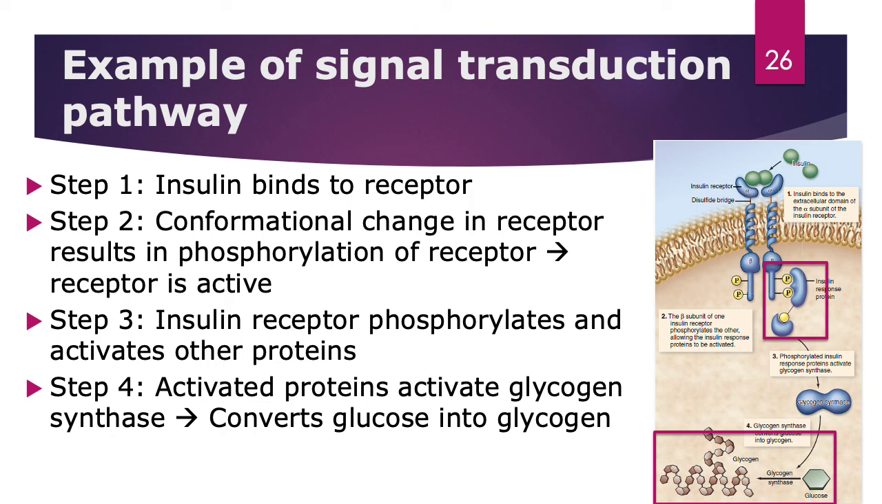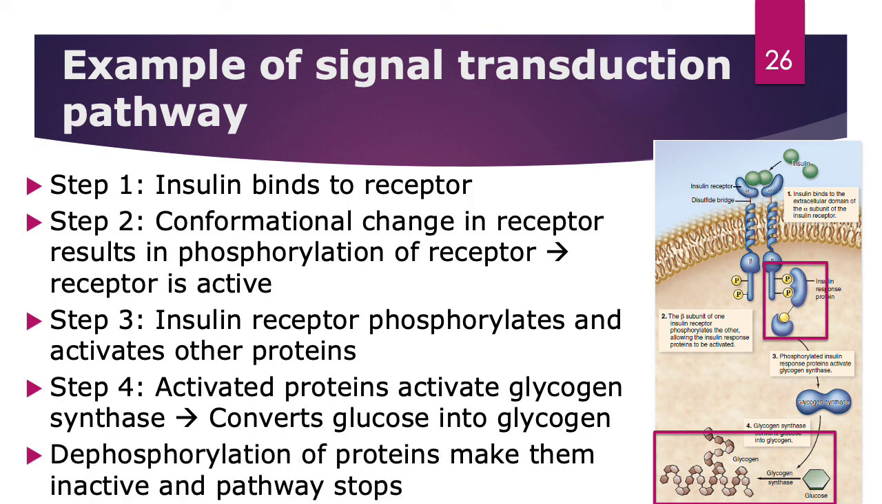Thus, the presence of insulin and detection of insulin through the insulin receptor is able to have an altered metabolic effect where now glucose is being converted to glycogen. In case you have too little glucose and don't want it to be converted to glycogen, then this whole process or pathway can be deactivated by simply dephosphorylating the proteins and by also dephosphorylating the receptor, and this will terminate the pathway.